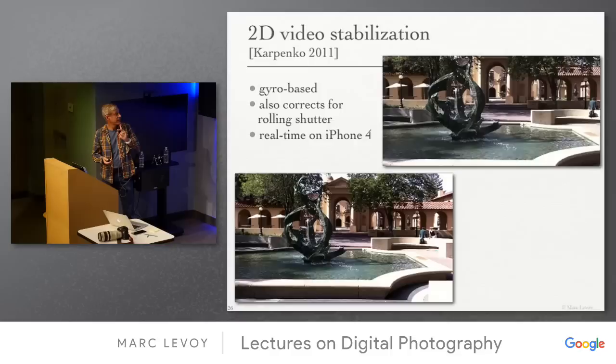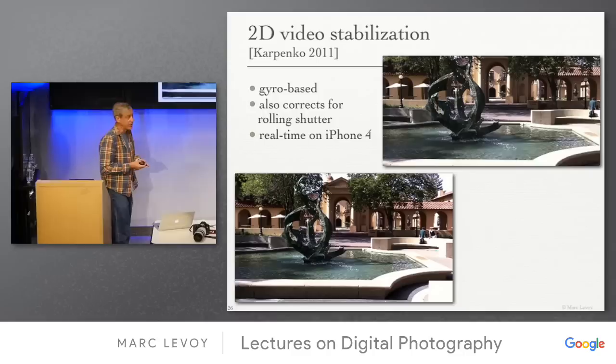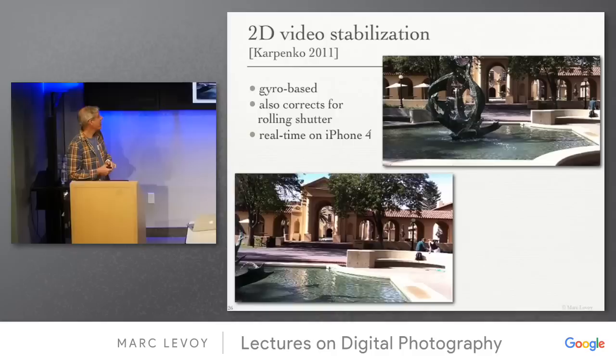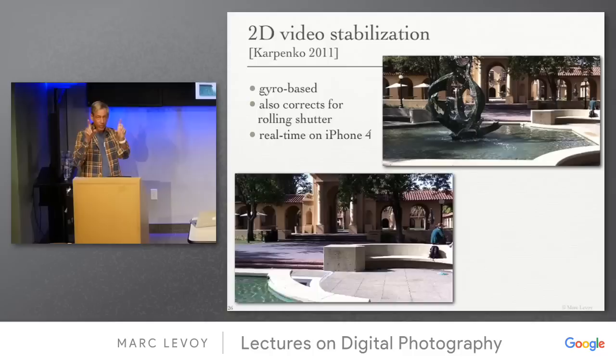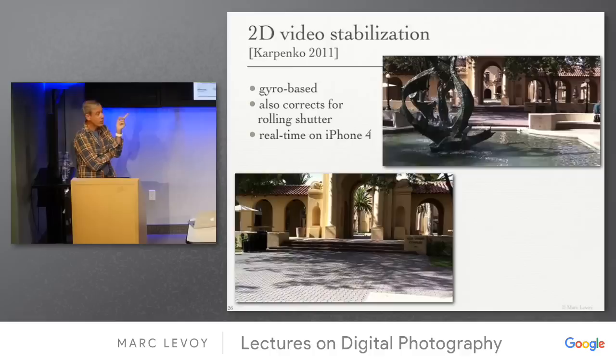Okay, so for video, let's talk about stabilization a little bit. Here is an iPhone just walking around on the Stanford campus. If you use the gyro and figure out what the rotation was, crop in a little bit and compensate for it, you can actually reduce that quite a bit.